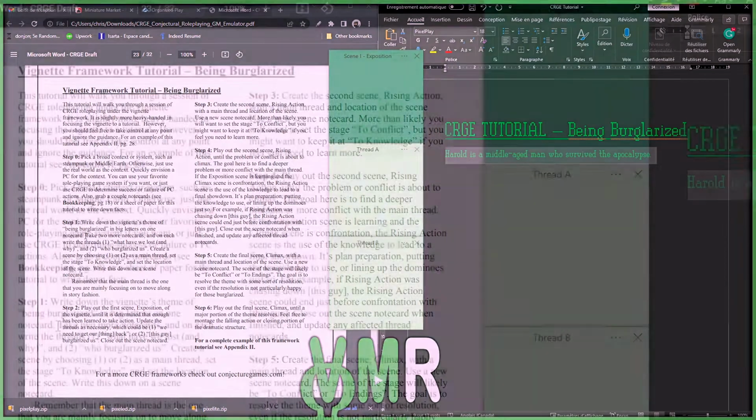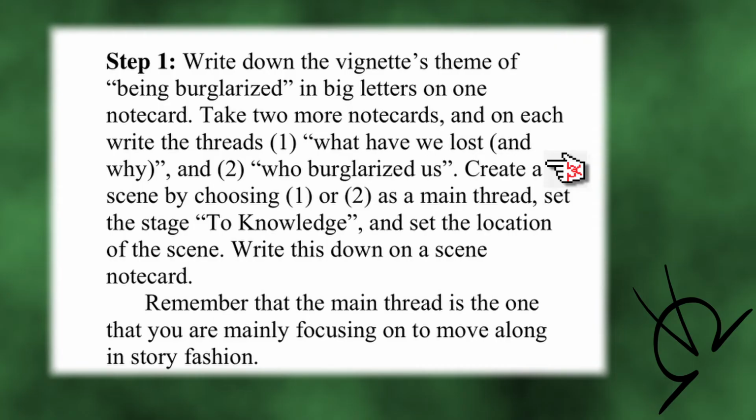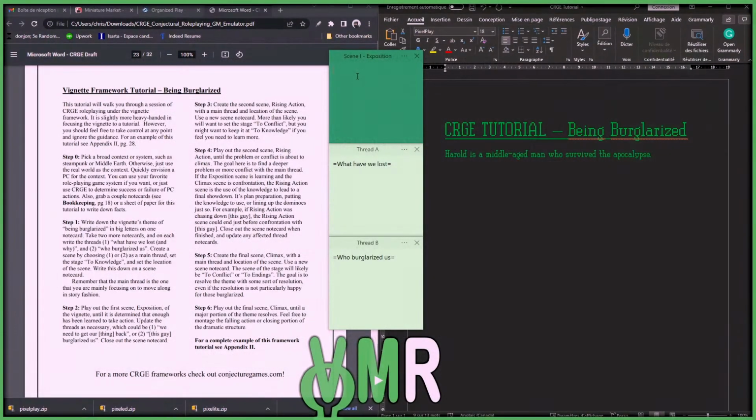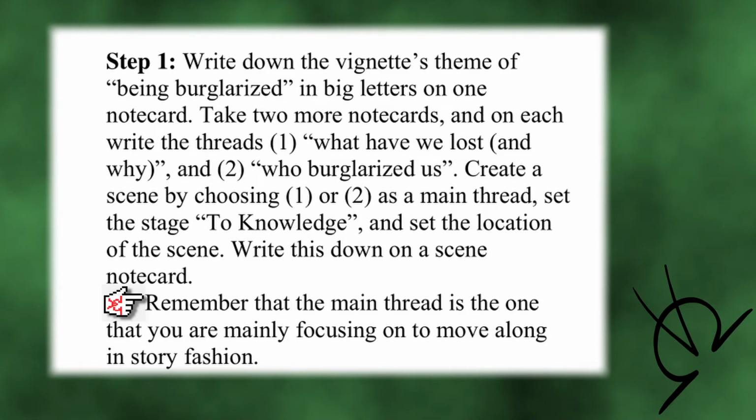Okay. Take 2 note cards. The first one is, what have we lost? And the second one is, who burglarized? Awesome. Now, create a scene by choosing 1 or 2 as a main thread and set the stage at 2 knowledge and set the location of the scene. Write this down on a scene note card, that one up there. Remember that the main thread is the one that you are mainly focusing on to move along in story fashion.